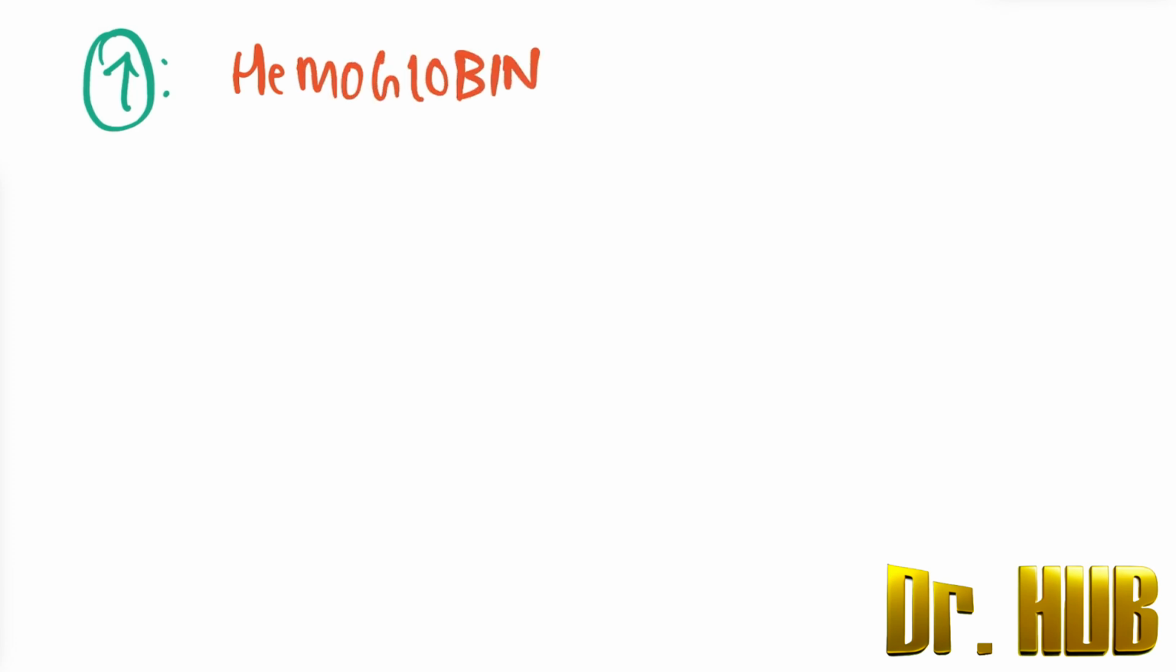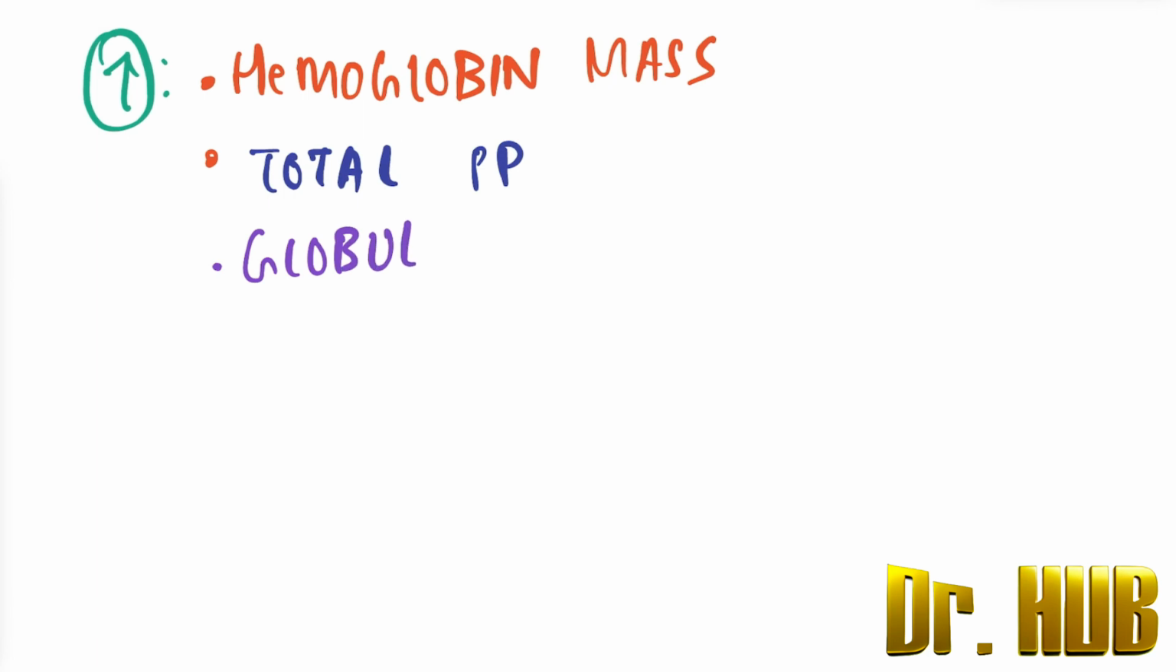So let's look at what increases and what decreases. When you look at the increase in hematological change, there is an increase in the hemoglobin mass. What else is increased? There is an increase in the total plasma protein, an increase in the globulin, an increase in the neutrophils, as well as the fibrinogen.